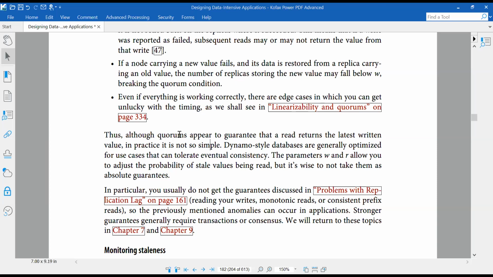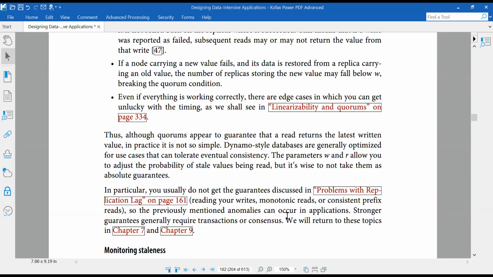So although quorums appear to guarantee that a read returns the latest written value, in practice it is not so simple. Dynamo style databases are generally optimized for use cases that can tolerate eventual consistency. The parameters W, N, R allow you to adjust the probability of stale values being read, but it's wise to not take them as absolute guarantees. In particular, you usually do not get the guarantees discussed in problems with replication lag.